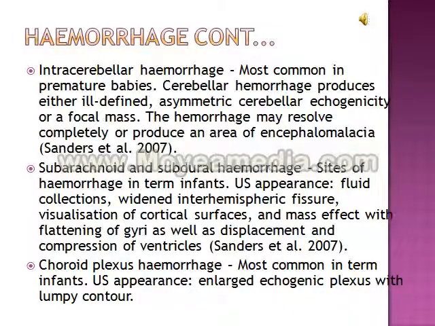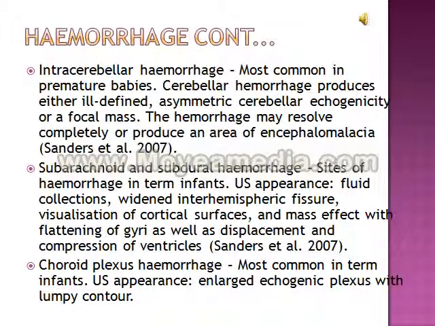An intracerebellar hemorrhage is most common in premature babies. Cerebellar hemorrhage produces either ill-defined asymmetric cerebellar echogenicity or a focal mass. The hemorrhage may resolve completely or produce an area of encephalomalacia. Subarachnoid and subdural hemorrhage are sites of hemorrhage in term infants.